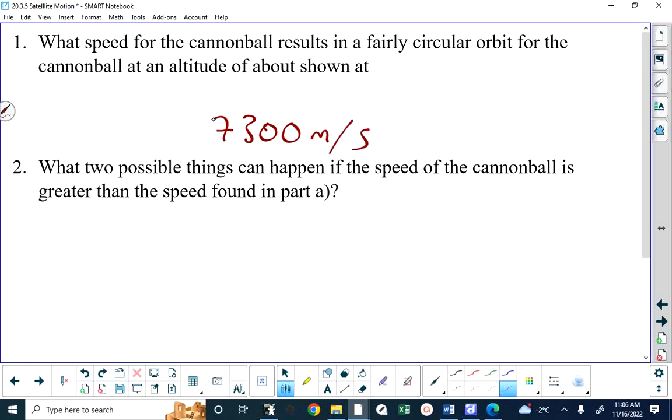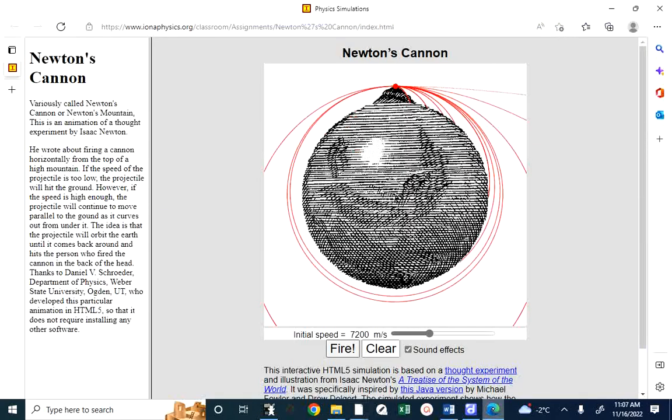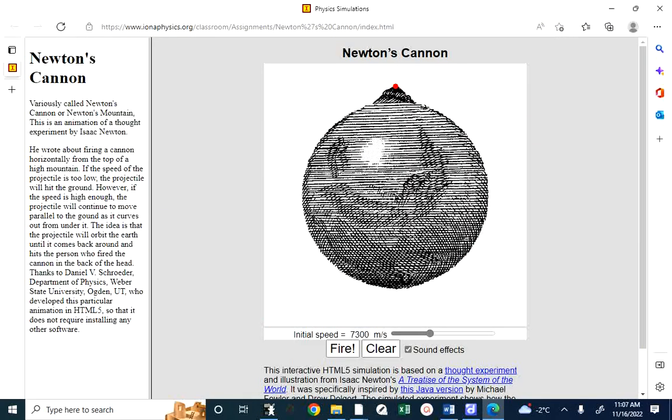What two possible things can happen? There's actually three possible things. No, I guess only two. What two possible things can happen if the speed of the cannonball is greater than the speed in A? So I'm going to clear this out. Let's go to 8,300. What can happen?